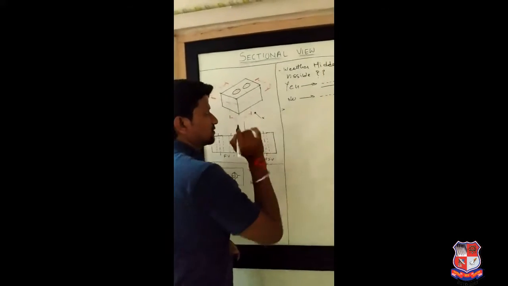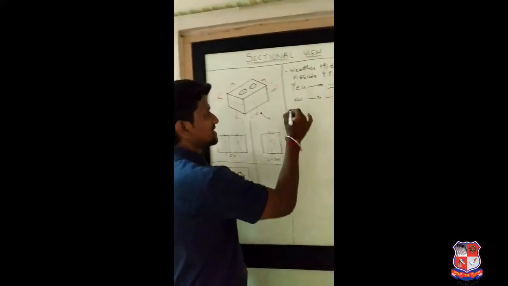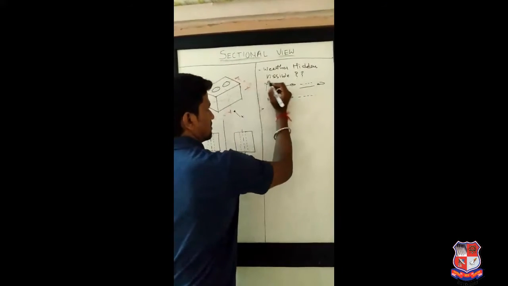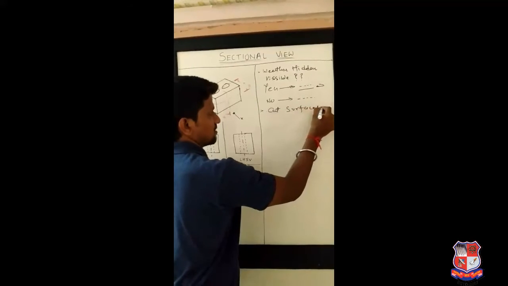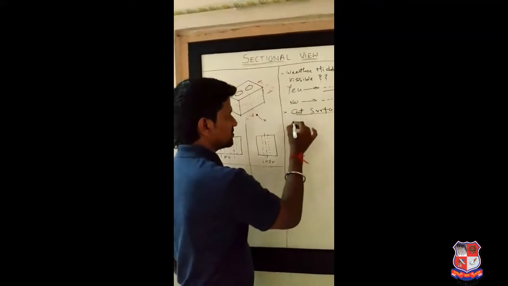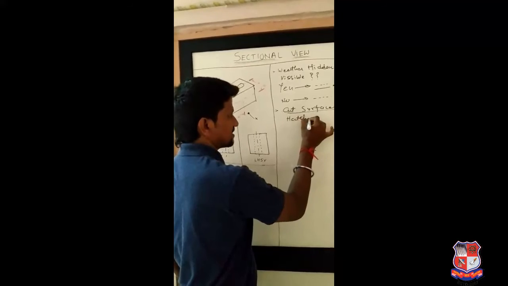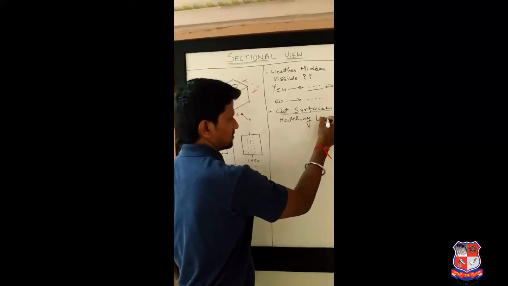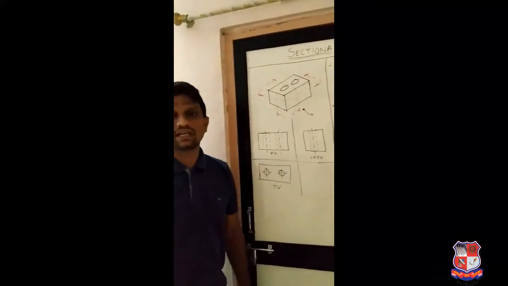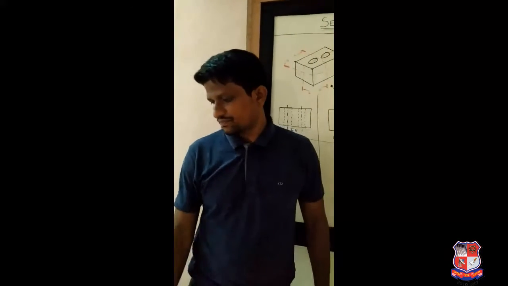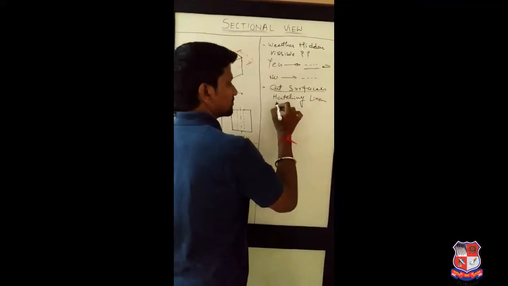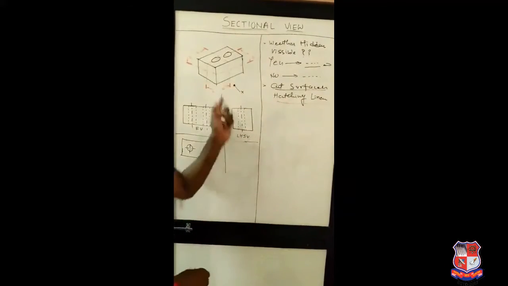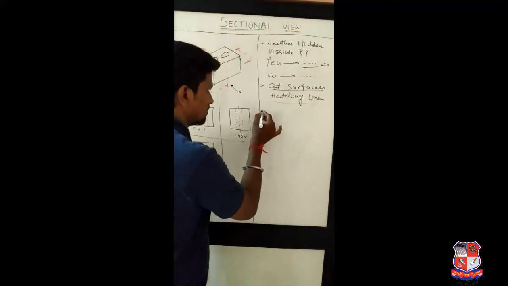Now the second rule, the surfaces which are going to cut, you can say cut surfaces. In that cut surfaces, you need to include the hatching lines, right? Now hatching lines, there are other rules of drawing the hatching lines that we will discuss after this completion, right?